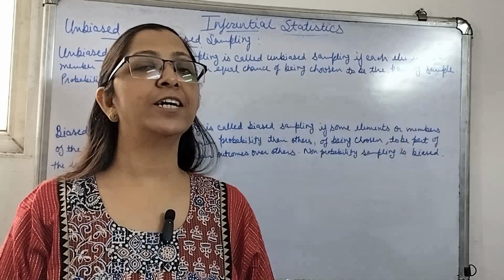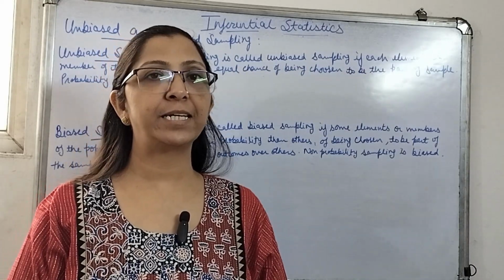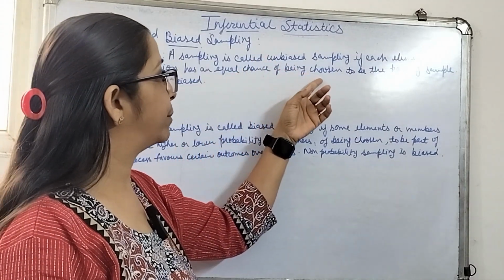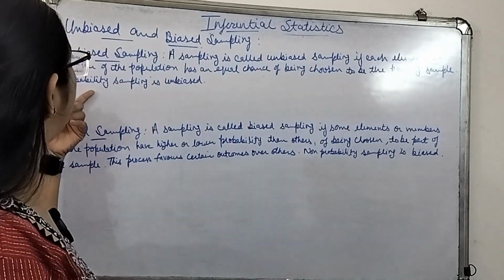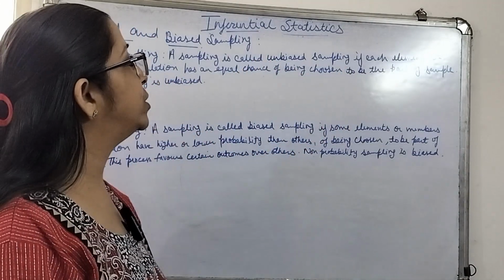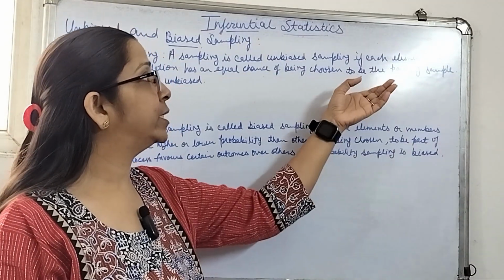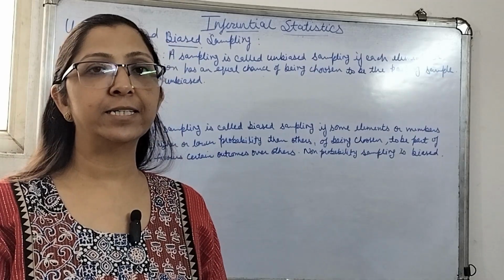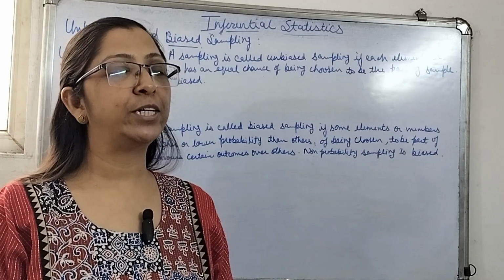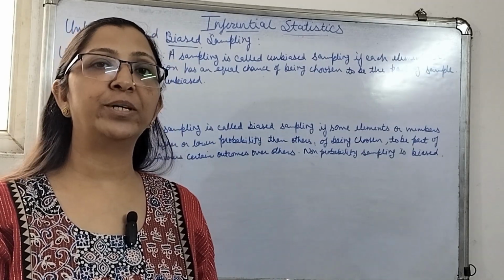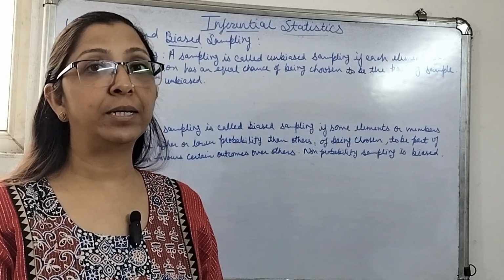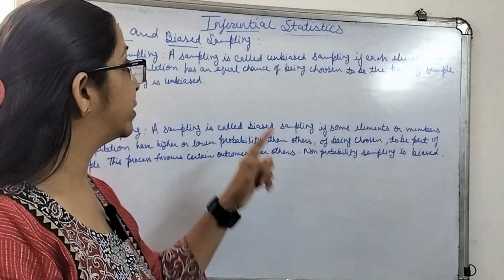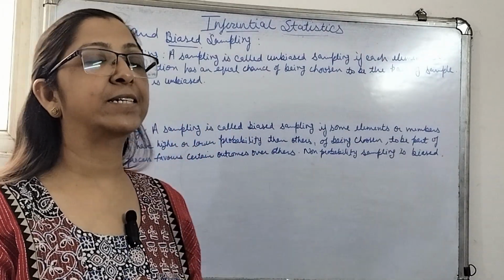Now let's see what is unbiased sampling and what is biased sampling. Unbiased sampling: a sampling is called unbiased sampling if each element or member of the population has an equal chance of being chosen to be part of the sample. That means if from the population we are selecting the sample and every member of the population has an equal chance of being chosen, then such type of sampling is known as unbiased sampling.